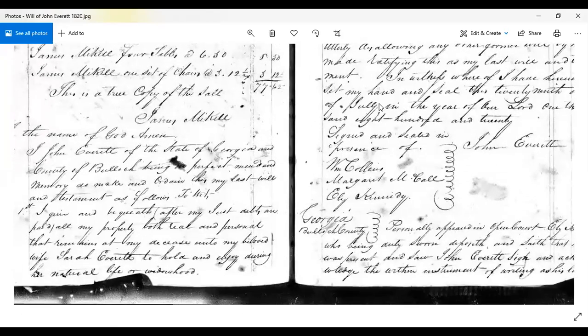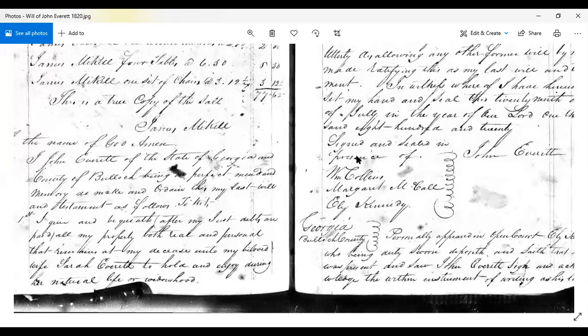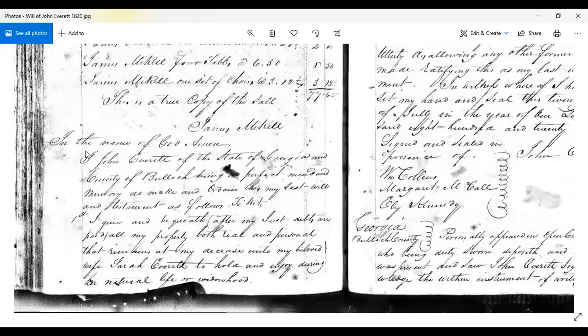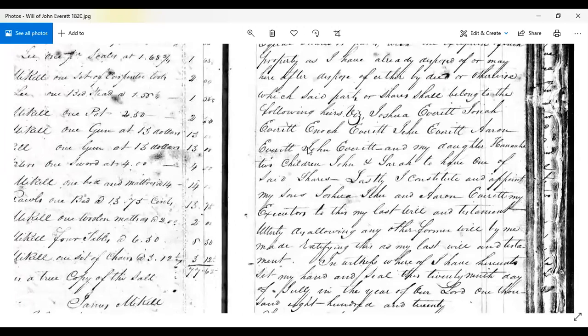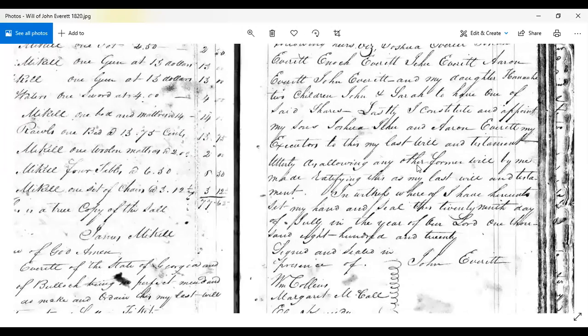And so again, this is a copy from the courthouse. So it will start over here. And again, several of them do start out the same way. In the name of God, Amen. And many will say, you know, know all men by these presents. Here, for example, it has Bulloch County within the first sentence instead of just off to the side. And instead of saying item, they have first, second, and third. They list several of their children in order.